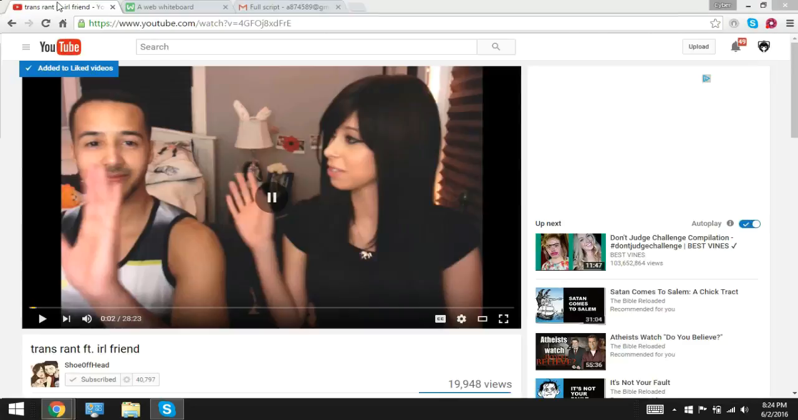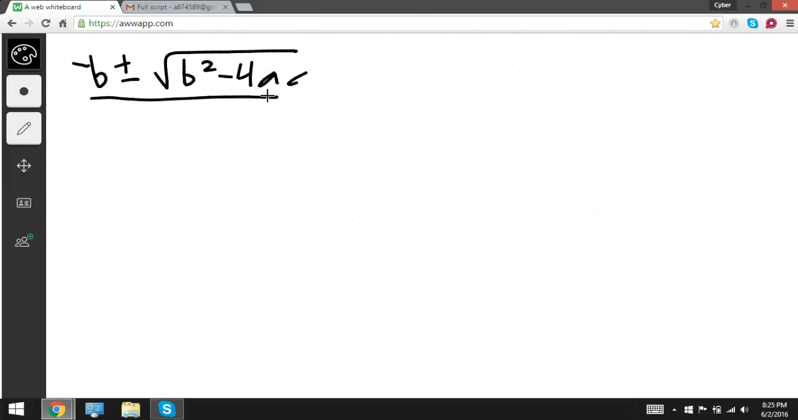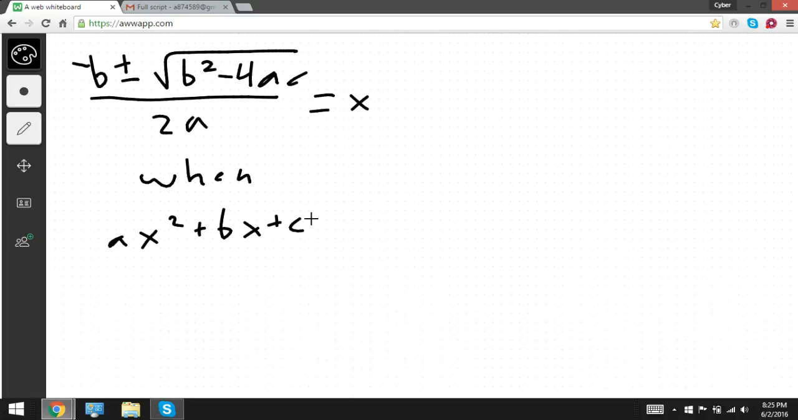Okay, so quadratic formula. Okay, quadratic equation. Start off by writing it out: -b plus or minus, because you'll have two solutions, plus or minus the square root of b squared minus 4ac, over 2a. And this is equal to x. This is when it's in the form ax squared plus bx plus c. That's why it was important to set it equal to 0.